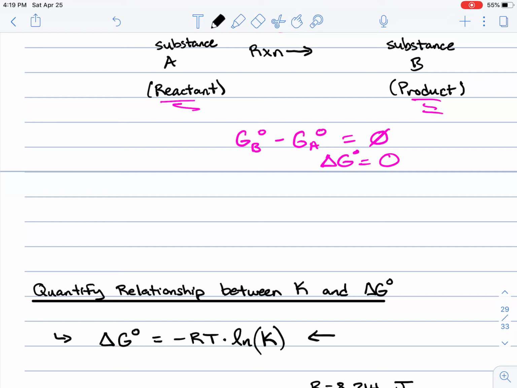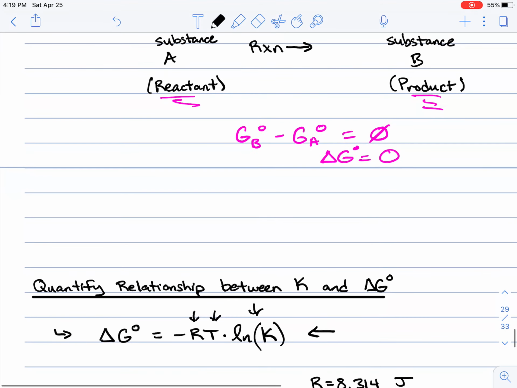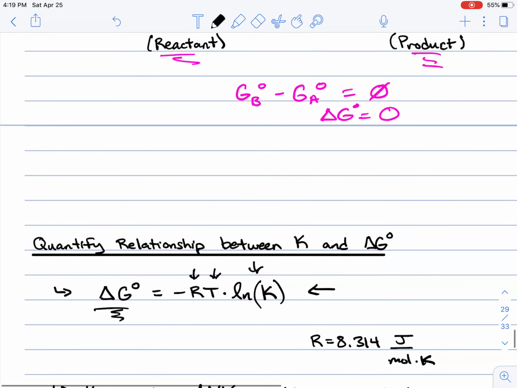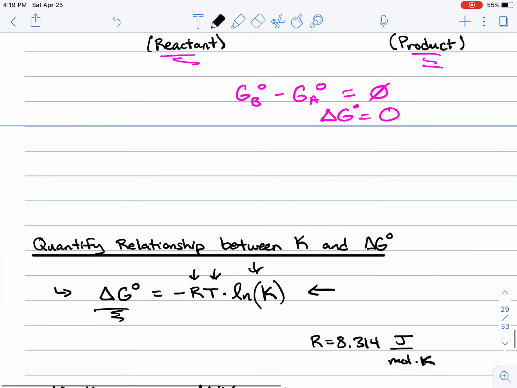And so under standard conditions, if you take R and you multiply it by T and you multiply it by the natural log of the equilibrium constant, then you're going to get the change in free energy under standard conditions. So let's go ahead and talk about the pieces.